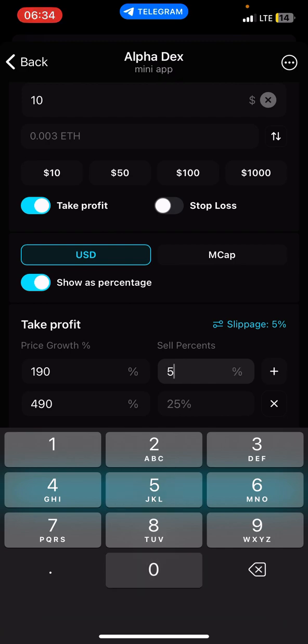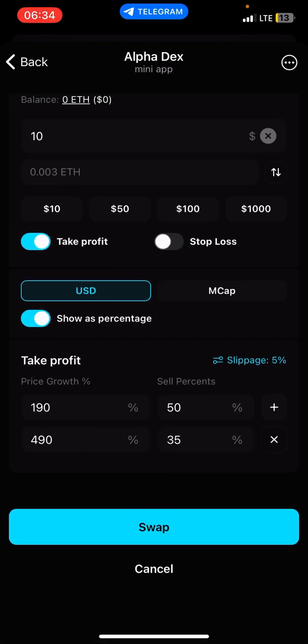Now, how much should it sell? You can automatically place 50%. On the next one, you can place about 75. What would be left to be about? So you can place maybe 35%, right? It should just be small, because once price goes to about 1 billion, it will mostly drop again.